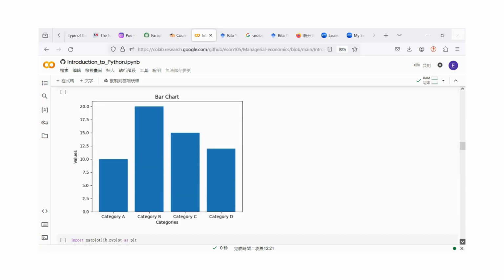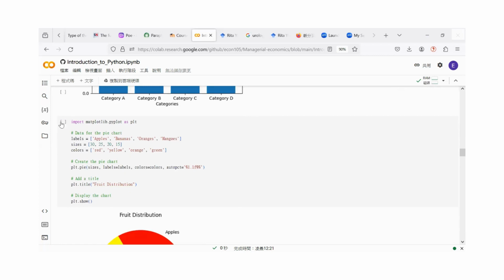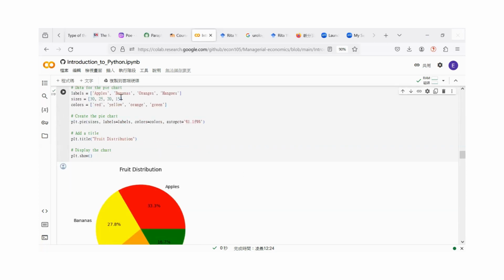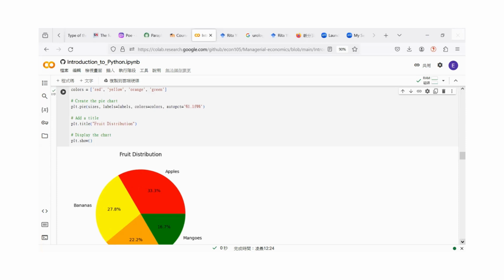And then if we do another one, there's a pie chart, for example. We have the labels here: apples, bananas, oranges, mangoes. We have the sizes 30, 25, 20, 15. And then colors. We have red for apples. Why red for apples? Because it's the first one that appears. Yellow for bananas, because it's the second one. Third is orange for oranges. Green for mangoes, so you will see that green is for mangoes.